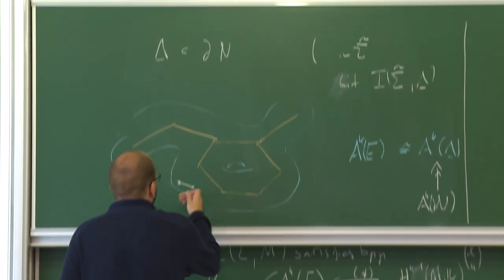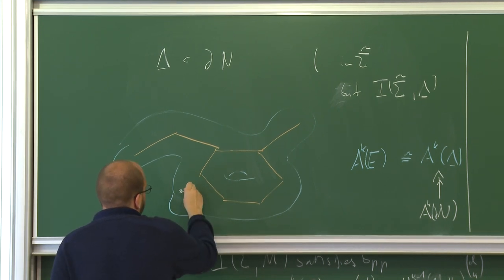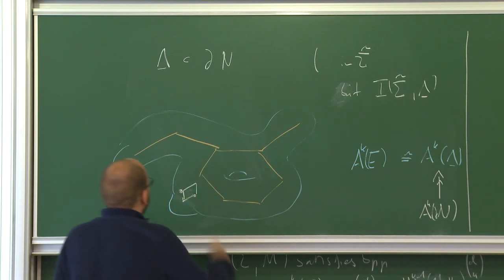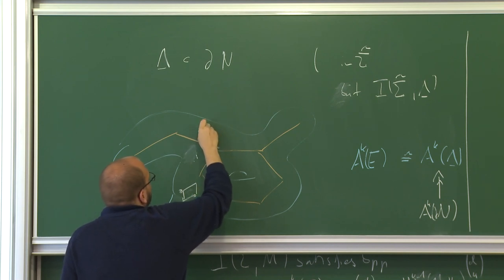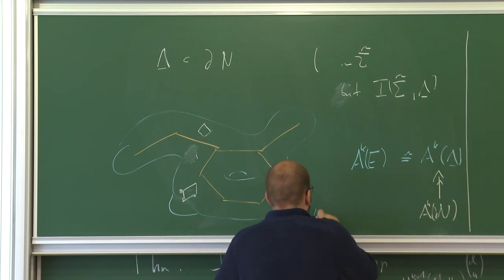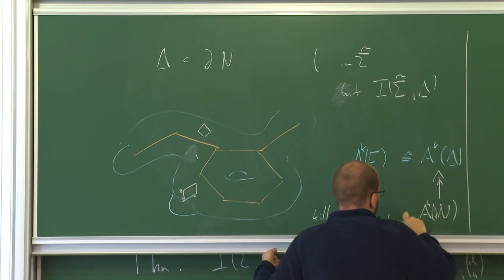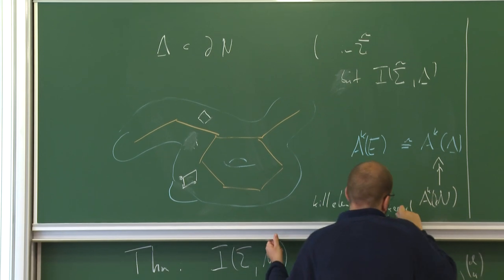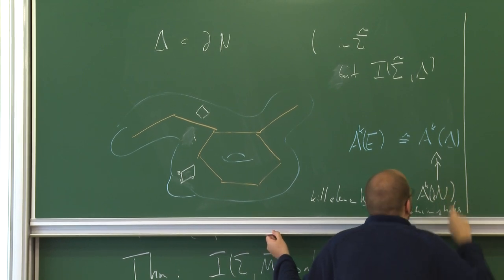So what do I do? Well, what I can do is I can just remove this face and its neighborhood. All right, I remove it and I leave a little hole here. Okay, and I can repeat this several times until I have a surface with holes such that this is an isomorphism. So kill elements in the kernel by introducing holes.